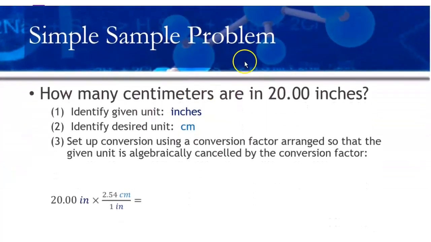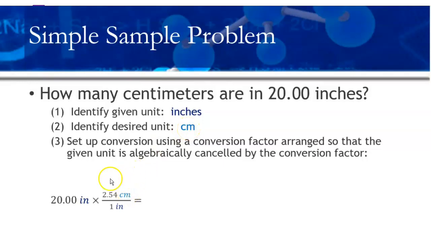So as a simple sample problem, how many centimeters are in 20 inches? Now maybe you can set this up without thinking about it very much, but I want to go through this formal way of setting it up using dimensional analysis. So the steps you should take: identify the unit that is in the given number. We're told 20 inches, so the unit is inches. But we want to get it into centimeters, so that's our desired unit.